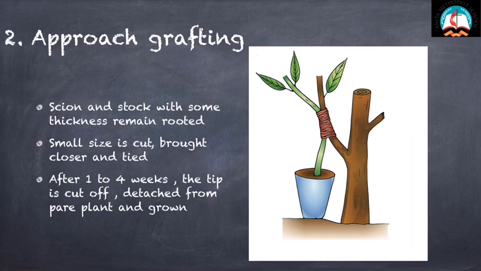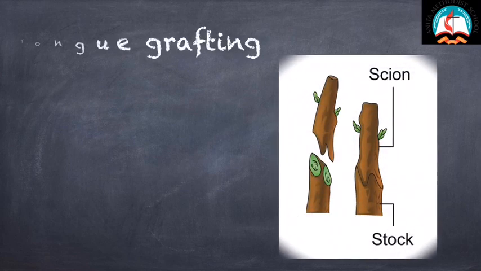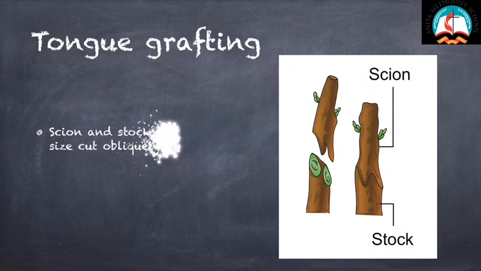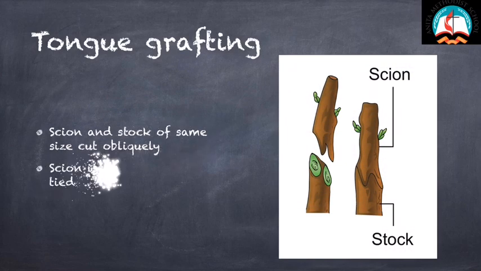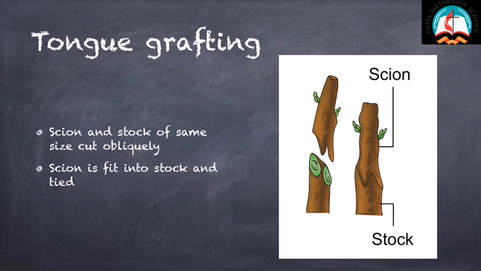The next type is tongue grafting. In tongue grafting, the scion and stalk of the same size are cut obliquely and the scion is fit into the stalk and tied. That's how the tongue grafting is made.